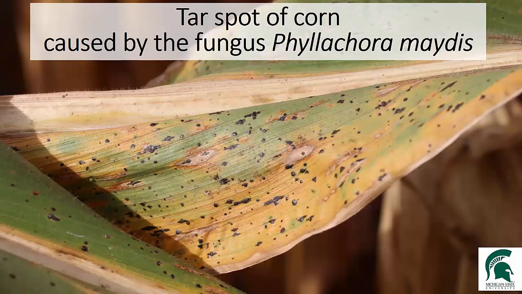So it can be a little bit of a tricky one to scout for too. Northern leaf blight, gray leaf spot, they're pretty easy to spot from 10 yards away. Tar spot is not. You've really got to be up close to those plants looking for those little lesions. And we had a lot of false positives at the start of the season, so people were out there looking really closely, which was great.